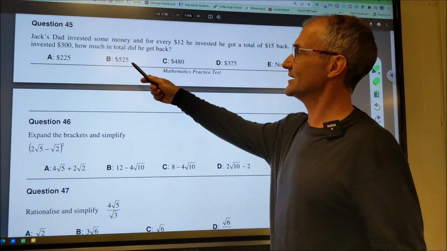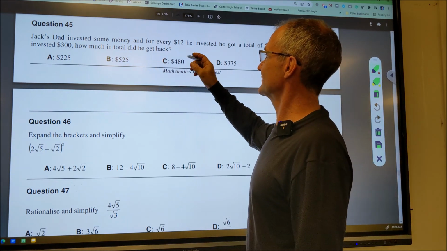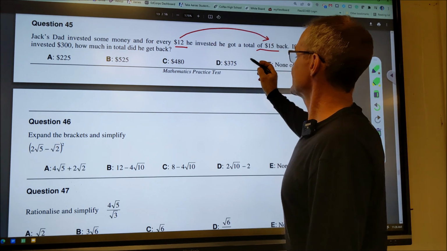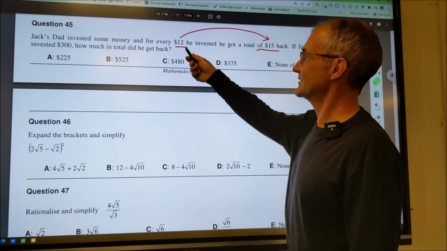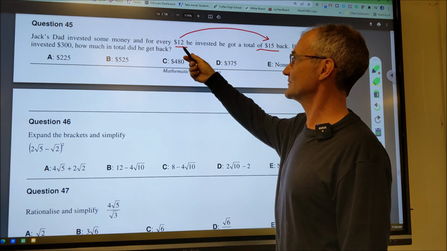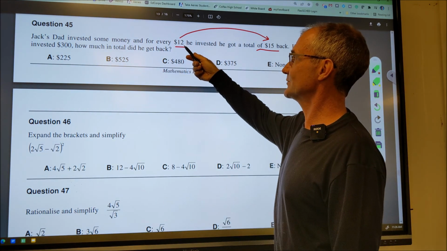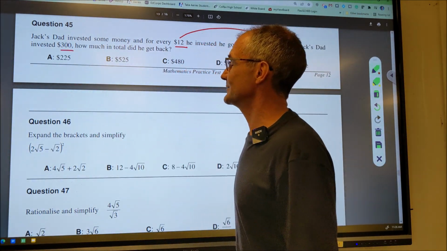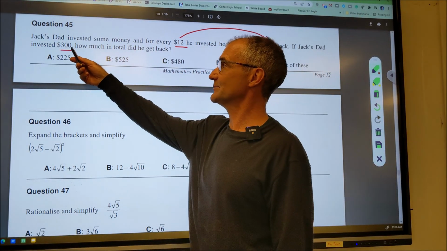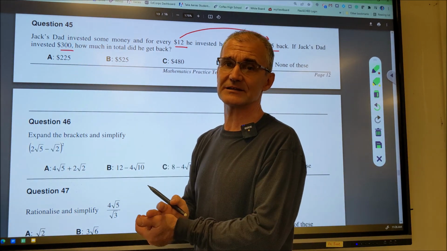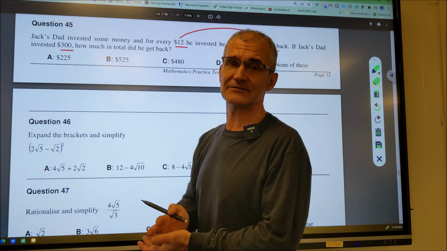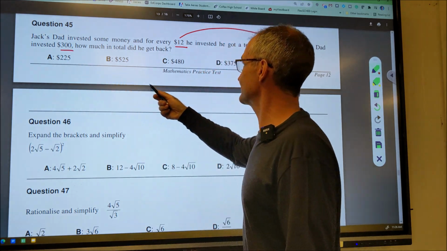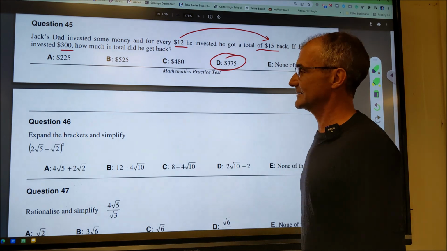Okay, number 45, Jack's dad invested some money. For every $12 he put in, he got $15 back. So I notice that's a 3 increase, and 3 is 25% of 12, right? 3, 6, 9, 12, so that's 25%. If he invested $300, how much did he get back? We're going to find 25% of that. I'm going to cut it in half to get $150. Cut that in half to get $75. So 25% of that would be $375, and there's my answer right there.